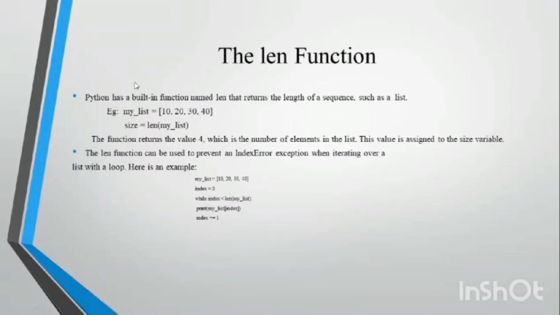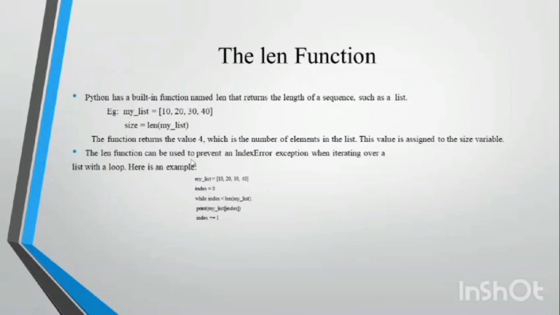Next, the length function. Python has a built-in function named len that returns the length of a sequence, such as a list. So the length function is used to just return the length of a sequence. Here is an example. My list equal to 10, 20, 30, 40. This is a list. Next, length of my list. Then it will print the length of the given list. The function returns the value 4, which is the number of elements in the list. This value is assigned to the size variable.